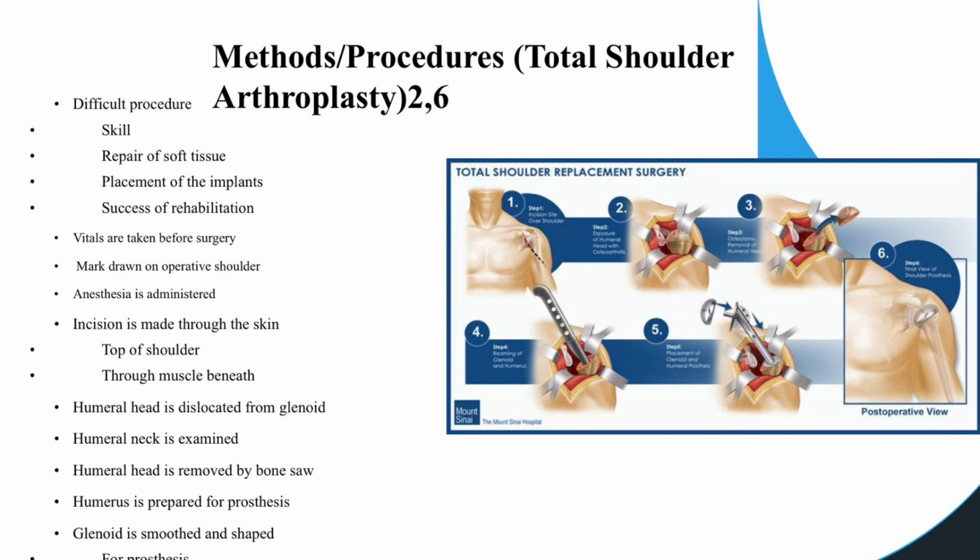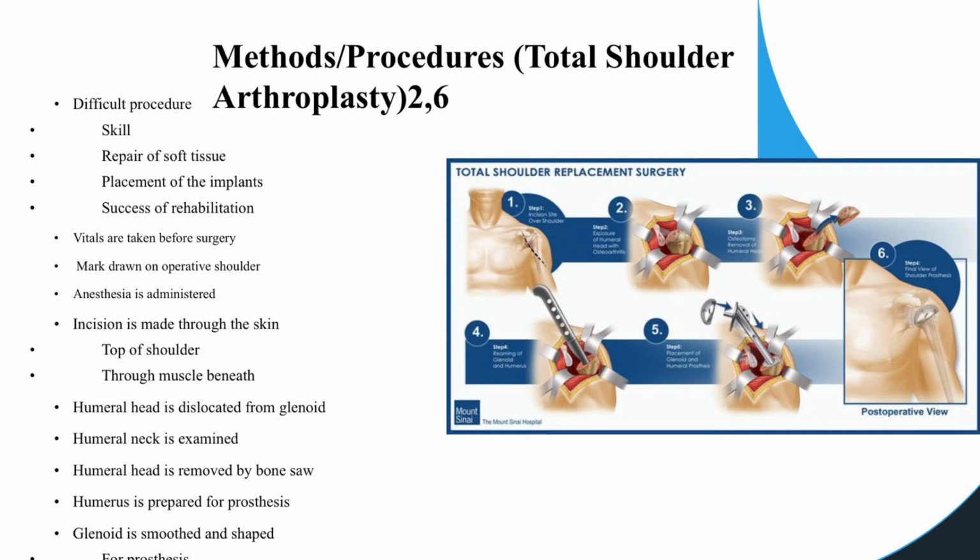From there, the humeral head will be dislocated from the glenoid and taken out. Where the surgeon removes that, they're going to use a tool known as an osteotome to get rid of any bone spurs or any other extra bone in the area because of the arthritis. And then a bone saw is used to remove the humeral head.